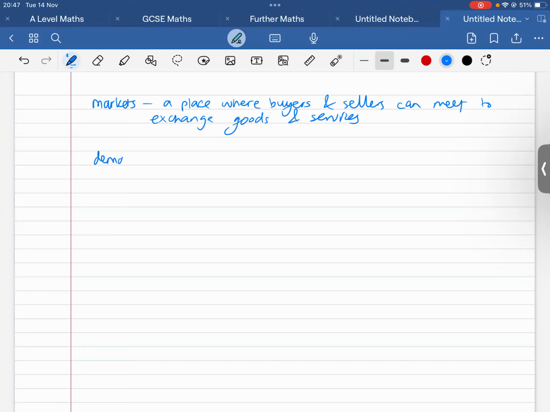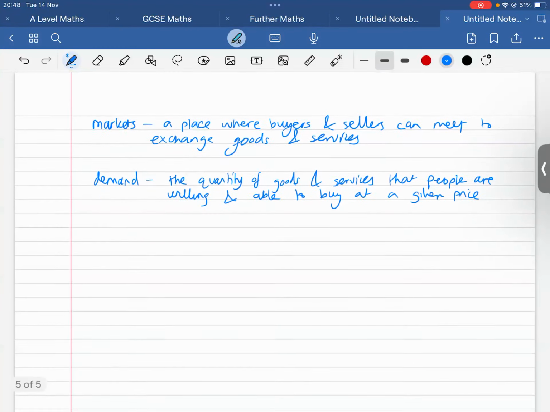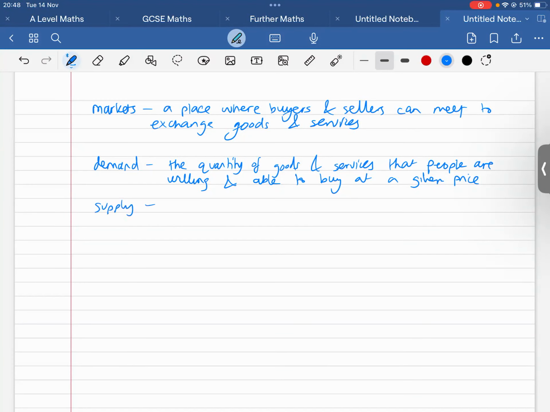So demand is the quantity of goods and services that people are willing and able to buy at a given price. And supply is the quantity of goods and services that people are willing and able to sell at a given price. We can say firms: the quantity of goods and services that firms are willing and able to sell at a given price. So it's the same definition as demand, but just change those words.